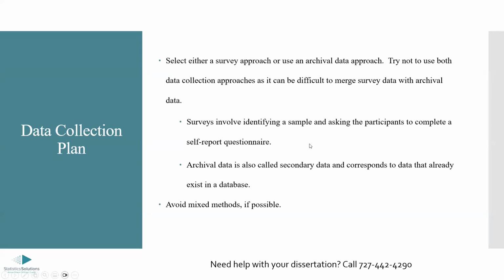Archival data, also called secondary data, is data that has already been collected by previous research and it exists in a database. Avoid mixed methods if possible. I say that for many reasons. Reason one being that it's time consuming. You have to collect data for quantitative, then collect data for qualitative. You might have to do interviews, semi-structured interviews or a case study, and then you have to merge your quant and qual findings together. So it can take a considerable amount of time. So just pick quant or qual.